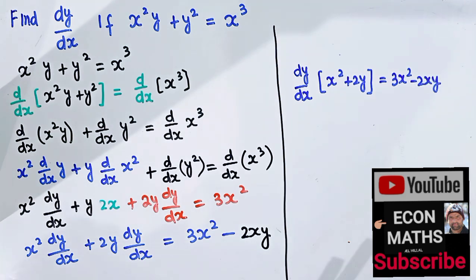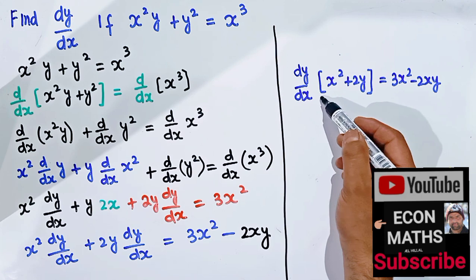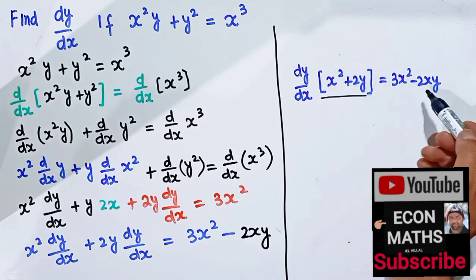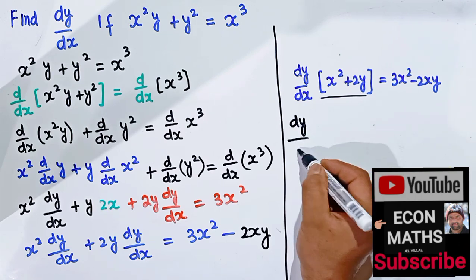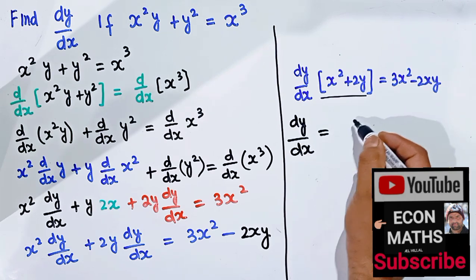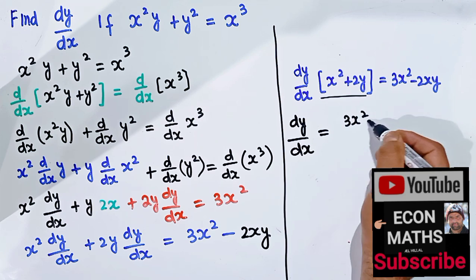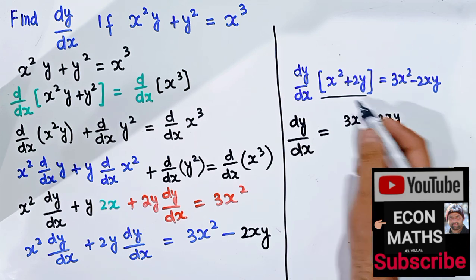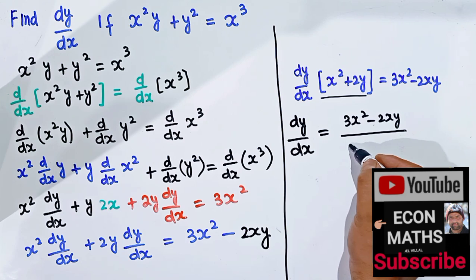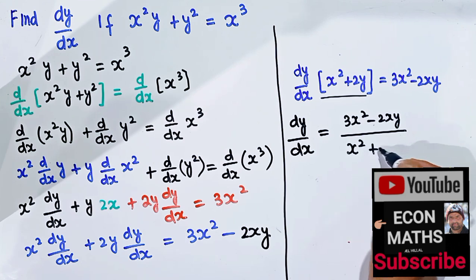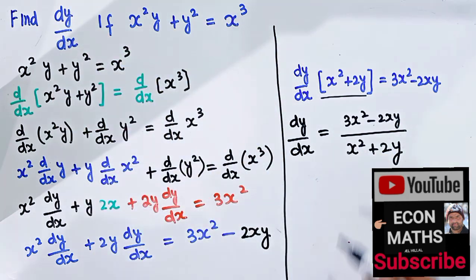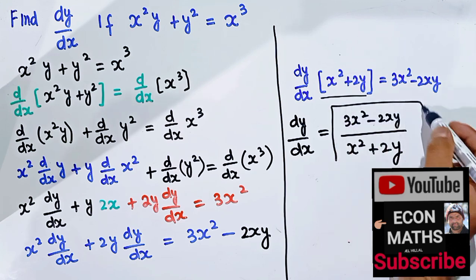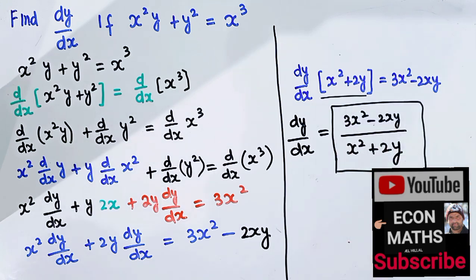After that we divide both sides by this term, or we transpose it and it gets divided. That means dy upon dx will become 3x square minus twice xy, and this term will get divided. So we have x square plus twice y. So the derivative of this function with respect to x will be this derivative here. I hope I made myself clear in this video. Thank you.